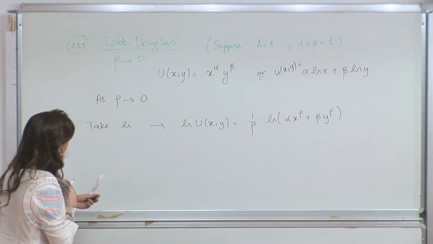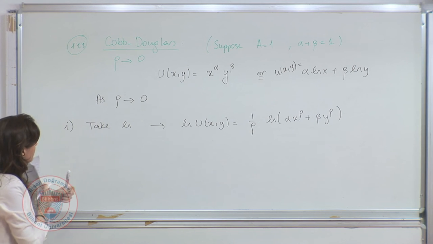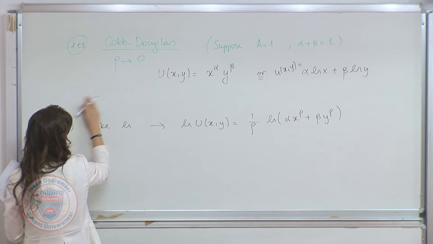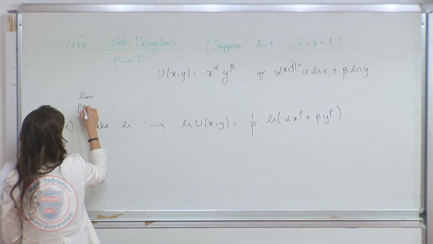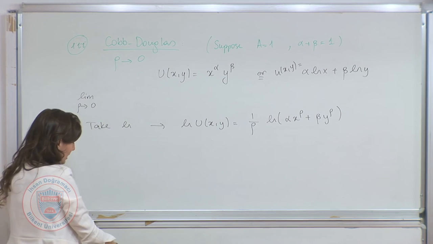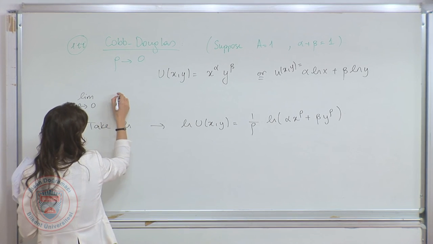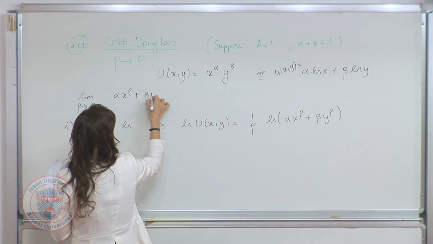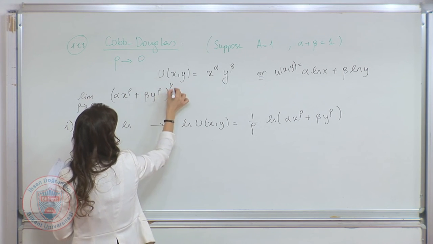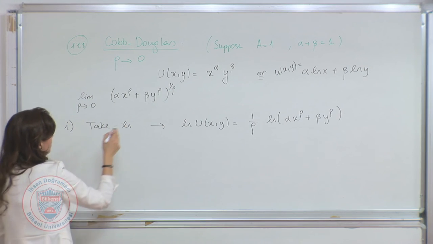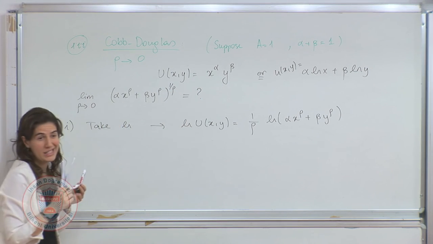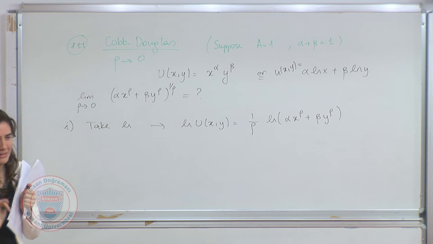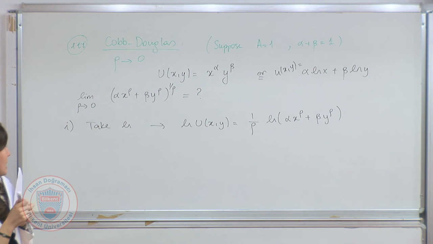Now, as you said, hocam, we took this because we would like to know this. So let me write this. You're interested in this guy. I know that a is equal to 1, so alpha x to the power rho plus beta y to the power rho, all to the power 1 over rho. So you want to figure out what this guy is, and you want to show that this guy is equal to this guy. So you want to show that that is the case.